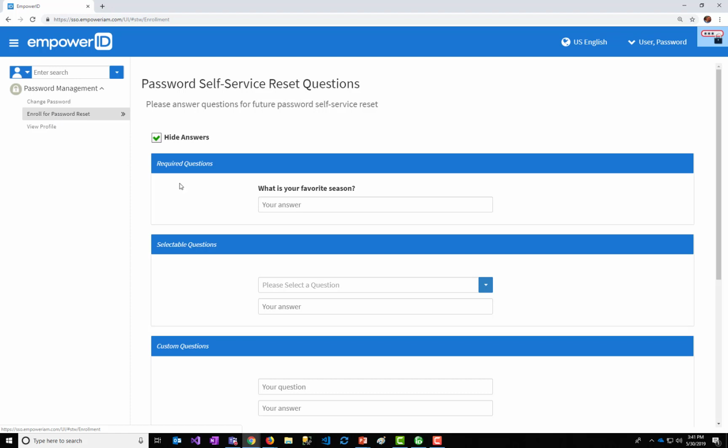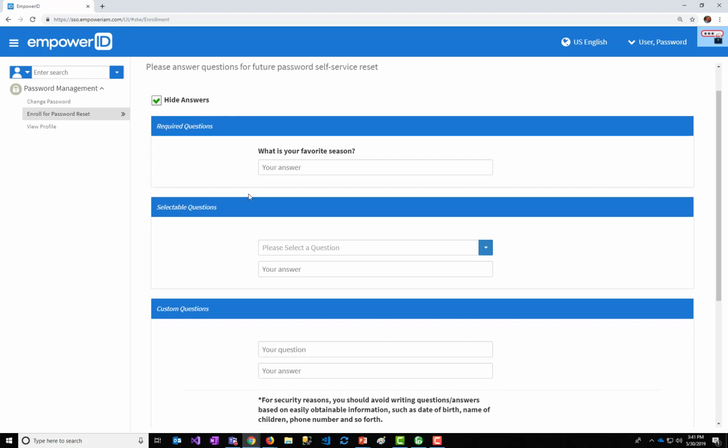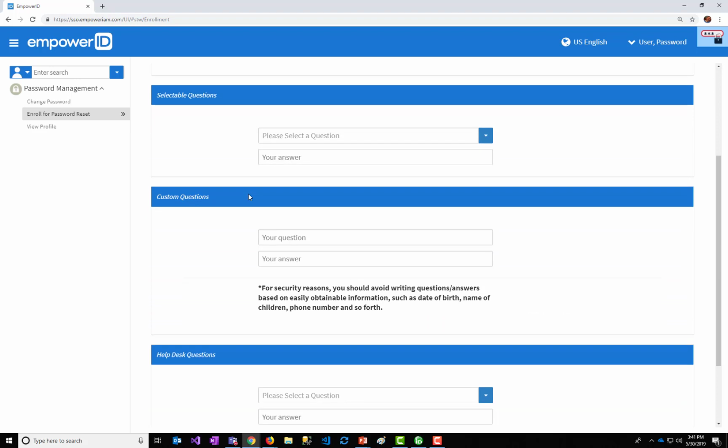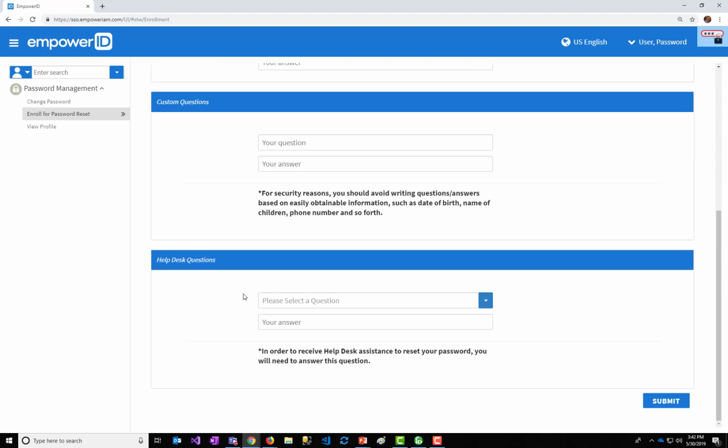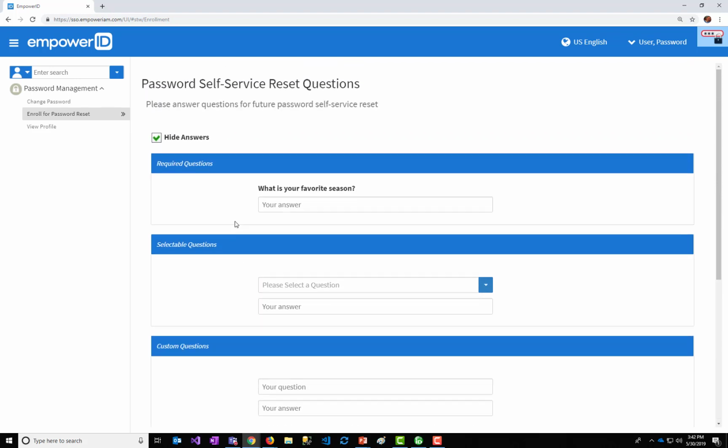The enrollment process is where a user, when they're logging in, can be forced to enroll the first time, or at any point they can enroll. They can answer questions, and the number of questions and the types of questions are all based on their policy. You can even have help desk questions where the user answers a question or questions, and the help desk can see these questions and answers in order to validate their identity in an assisted password reset. The other questions are all private and can only be used if they're doing a Q&A-based password self-service.